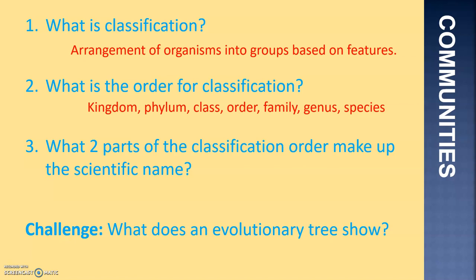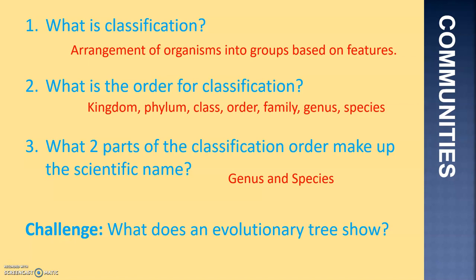Alright? Now, question 3 is asking, what 2 parts of classification order make up the scientific name? Okay? Think about that. It's actually the genus and the species. They make up the scientific name. Normally, when it's written down, the scientific name, you realize that it's written down in italic form, okay? Like I said, it's made up of genus and species.